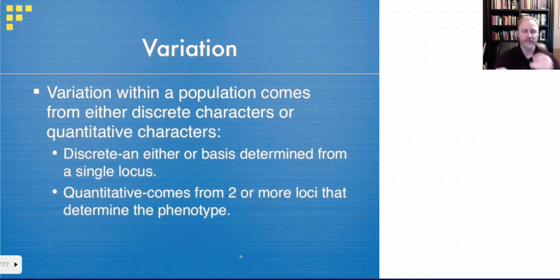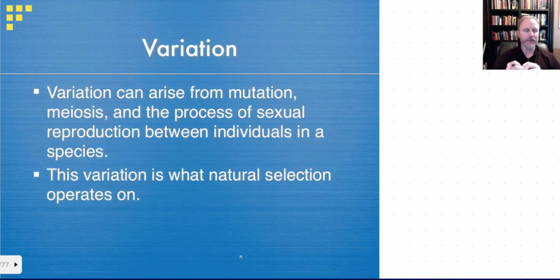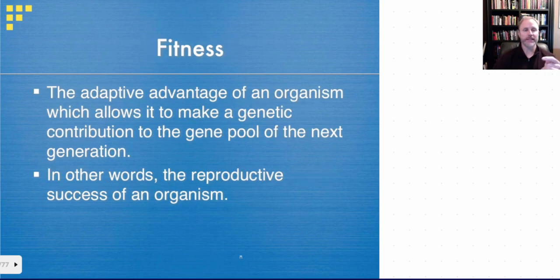And then discrete, this is this either-or basis. And you see it with flower color. You're either white or you're purple, for instance. There is no in between, okay? Now, as far as the variation goes, these variations can arise, of course, we talked about in class, from mutations that occur during meiosis. Meiosis itself can give rise to this variation with crossing over. The whole process of sexual reproduction can give rise to a lot of variation within these individual species. And this variation is really, again, what natural selection is going to act upon.